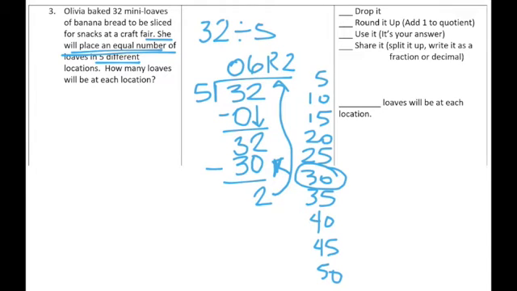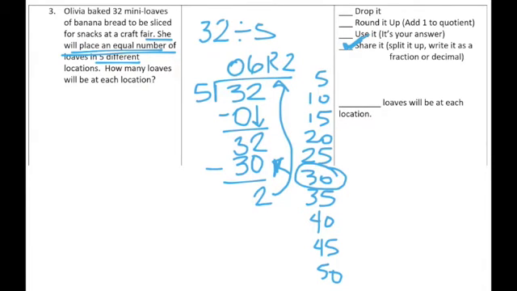Okay, so now I'm thinking about it. She had 32 loaves of bread, and she's going to put them in the 5 locations. Well, 2 of the loaves of bread she can't just divvy out. So what should she do with the 2 loaves? With that remainder? Because she's already slicing them up, she's already sending parts out to these locations. So she should split it up or share it. That's what she's going to do with this.